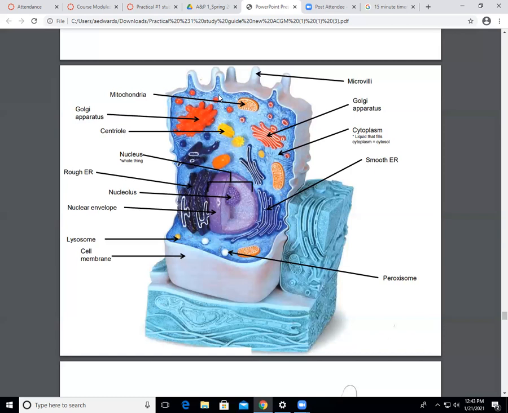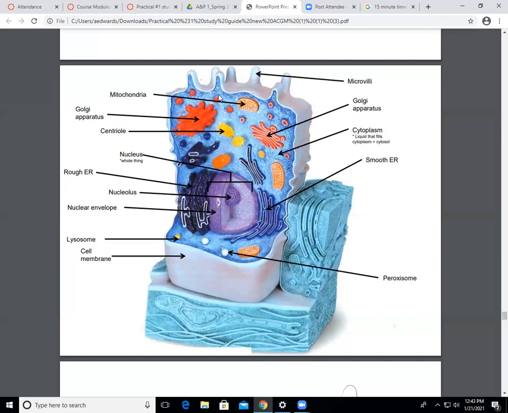All right, let's go back in the cell. In terms of telling our story, you have your DNA, which makes your RNA. That RNA leaves the nucleus, goes to the ribosome, and makes protein. The protein might be a protein that needs to be used outside the cell. In that case, those ribosomes at the rough ER make that protein. That protein goes to the Golgi apparatus.